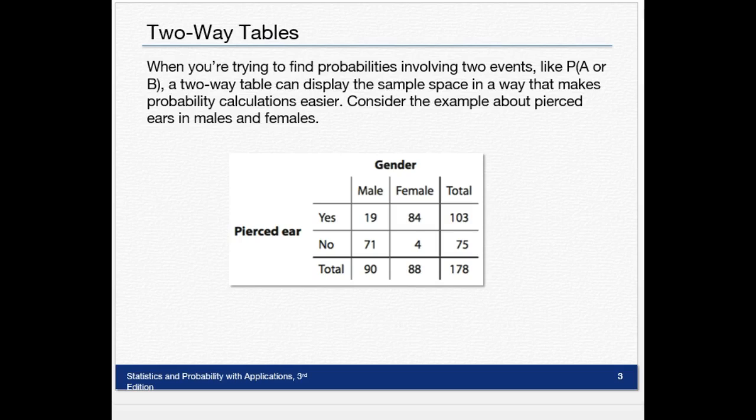Here we go. Consider the example about pierced ears in males and females. So, two-way table. Why do we call it that? Because there's two variables, gender and whether the ear is pierced or not. So we have two variables connected, so it's a two-way table. And you can see that each little spot is filled. You have 19 males who have pierced ears and 84 females out of the sample. And they have the total columns here and here.